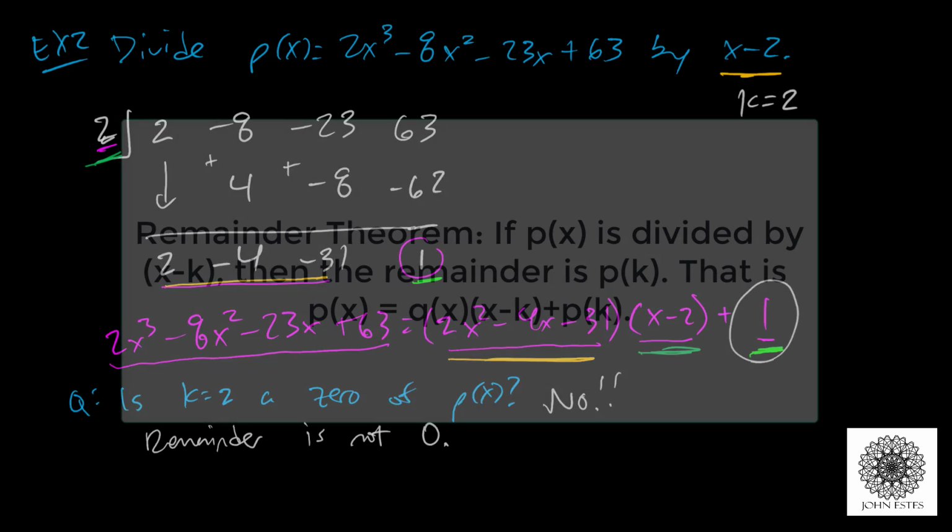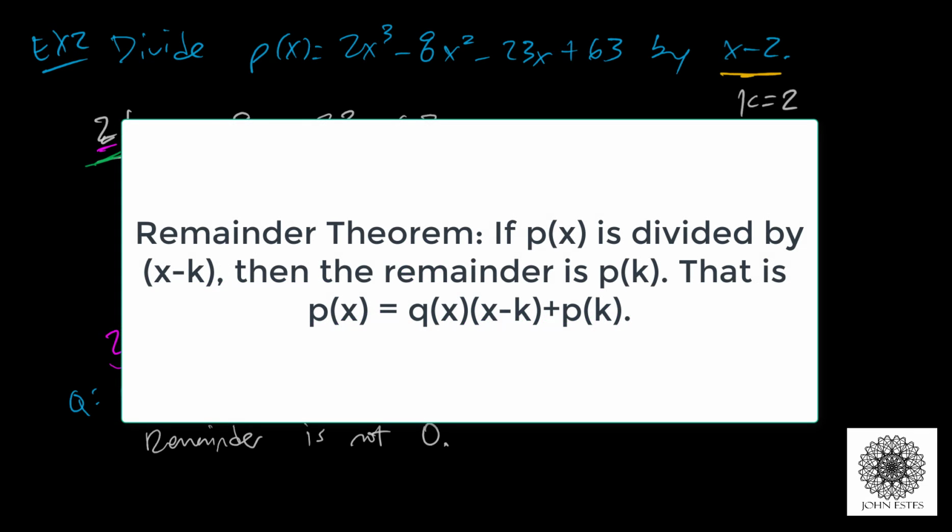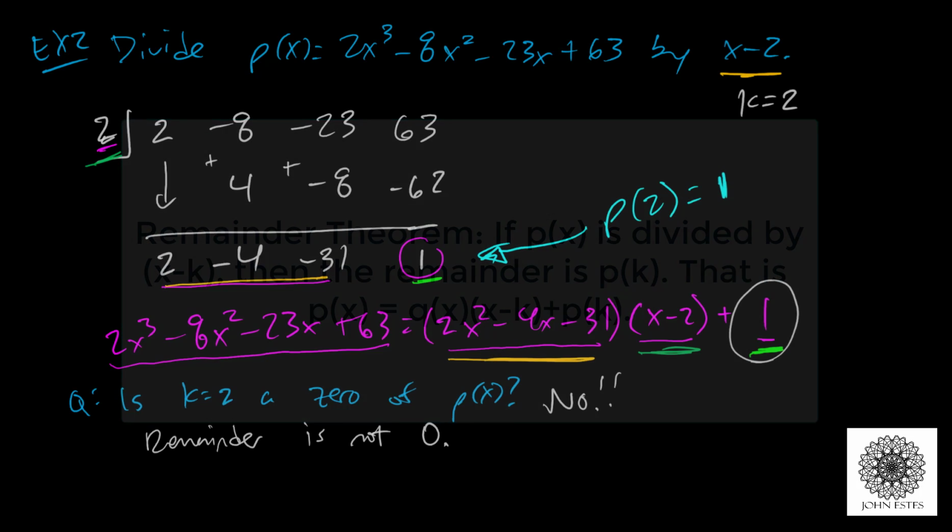The Remainder Theorem says if the polynomial p of x is divided by x minus k, then the remainder, whatever you get the remainder to be, is the function value p of k. In other words, that means that p of x can be written as q of x, which is your quotient, times x minus k plus p of k. So whatever the remainder is actually the function value you'd get when you plug in k into the polynomial. Alright, now let me show you some examples of this, and hopefully it makes sense.